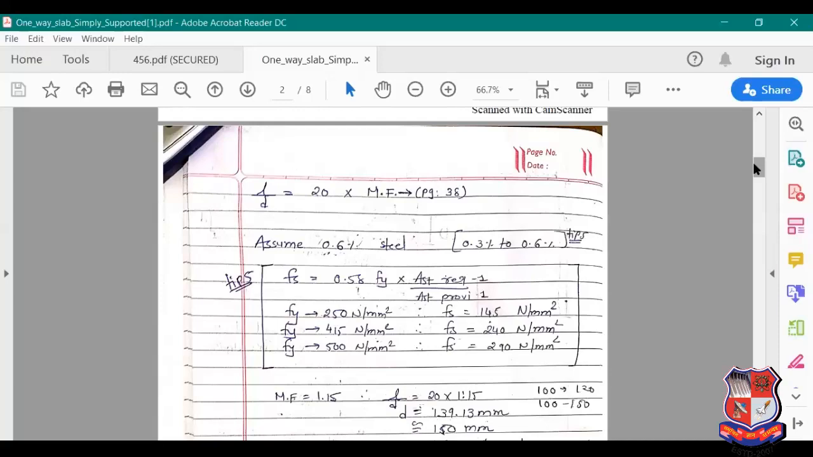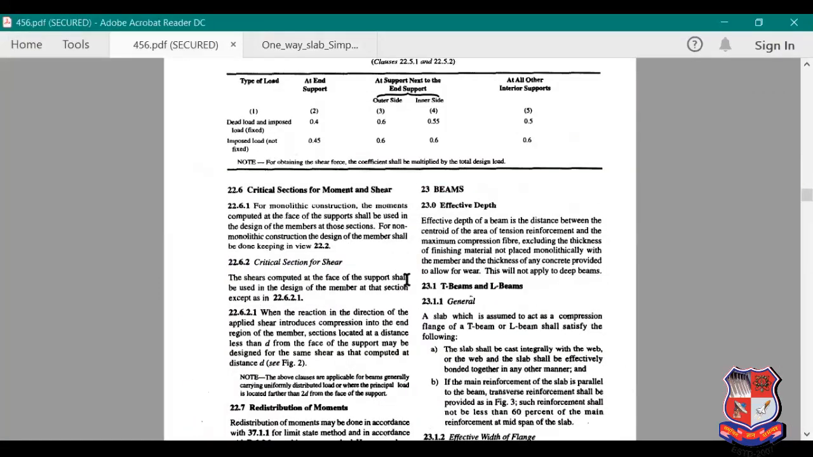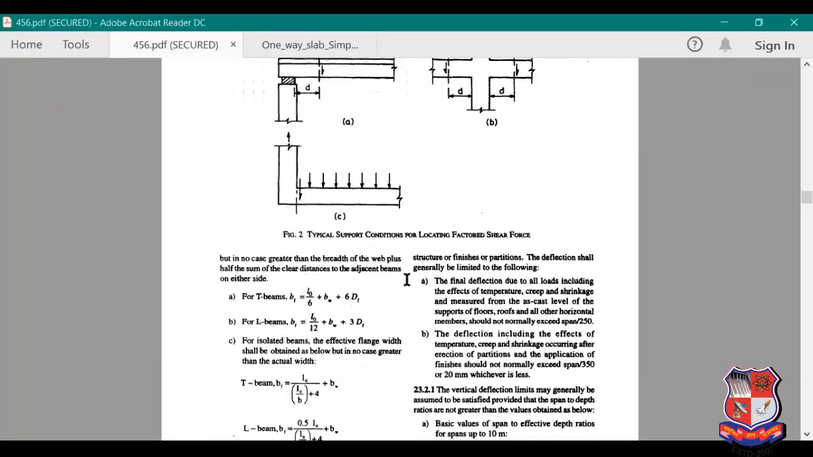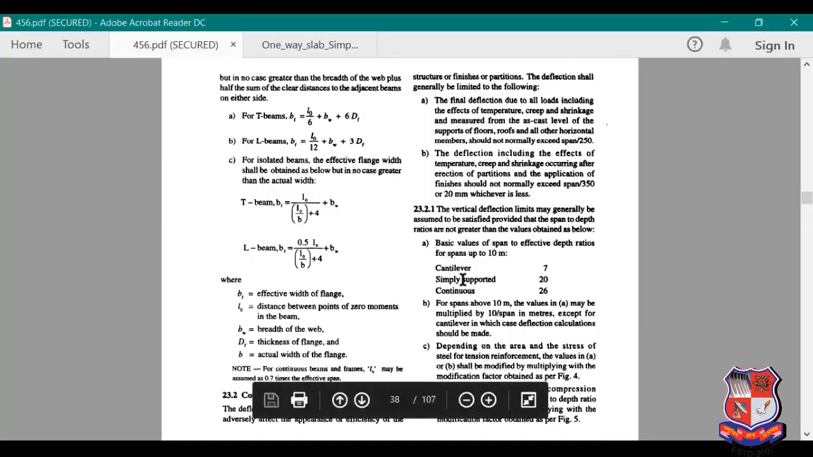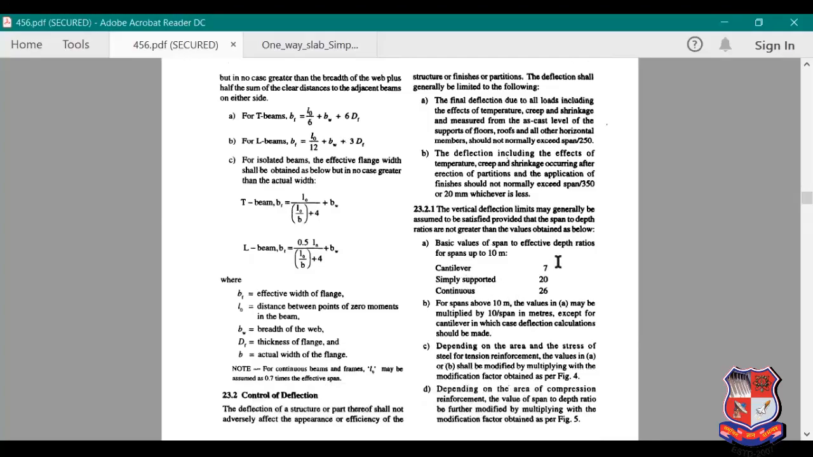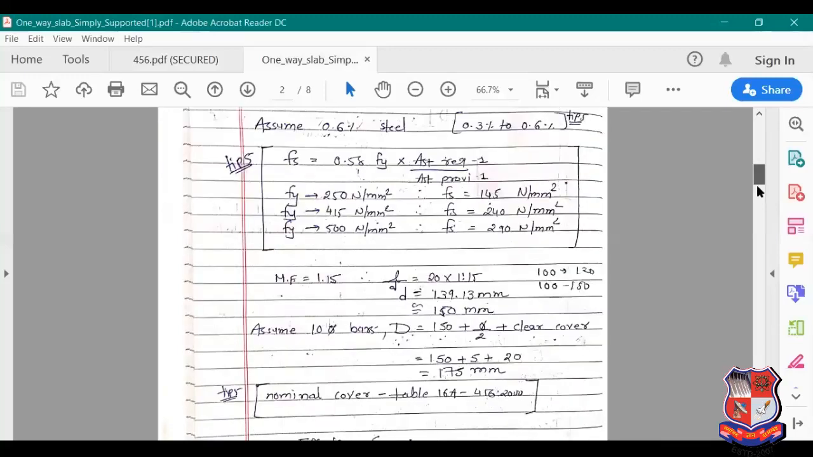So how can we decide the span to depth ratio? It is given in IS 456, page number 37, clause number 23.2.1. It gives the basic values of span to effective depth ratios for spans up to 10 meter. Our span is small, it is less than 10 meters, so we can consider these. For cantilever, the L by D ratio is 7. For simply supported, it is 20. So we have simply supported, so we can take it as 20.